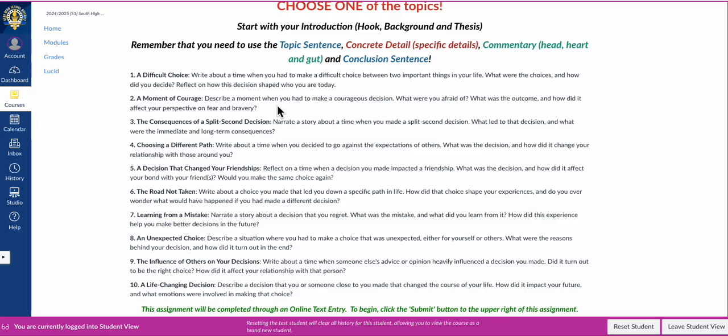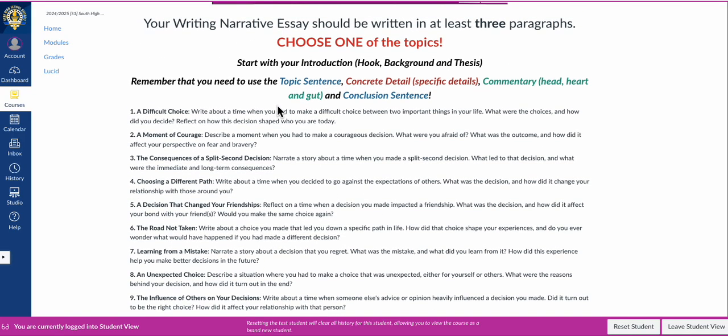You are welcome to choose whichever one you would like. This will be a 3-paragraph essay, including your introduction, so 4 total. We will start with an introduction. Your introduction, please remember, needs to contain a hook to get us interested, a background, and a thesis statement. Your thesis statement should be part of your writing prompt.